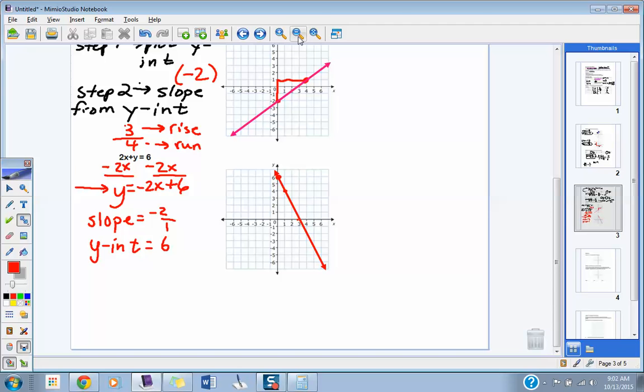Questions about that at all? Let's go to the next page. Everybody have this down? Anybody need more time? Let me know.